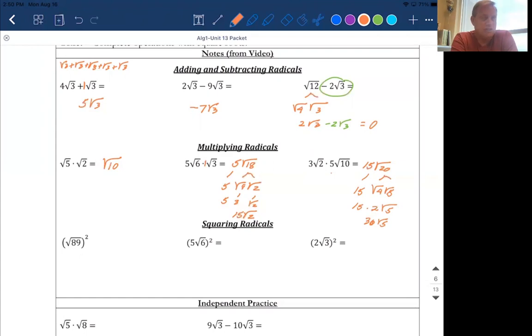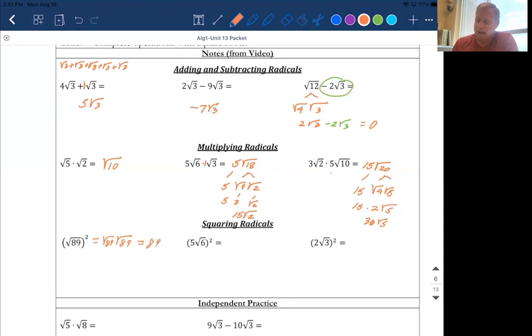Okay, squaring radicals. We kind of talked about this in the last concept too. This is the square root of 89 times the square root of 89. Well, what you could do is multiply the numbers inside, 89 times 89. I don't know what that is off the top of my head. It's a really big number. But you know what I do know? The final answer is going to be 89, and here's why.